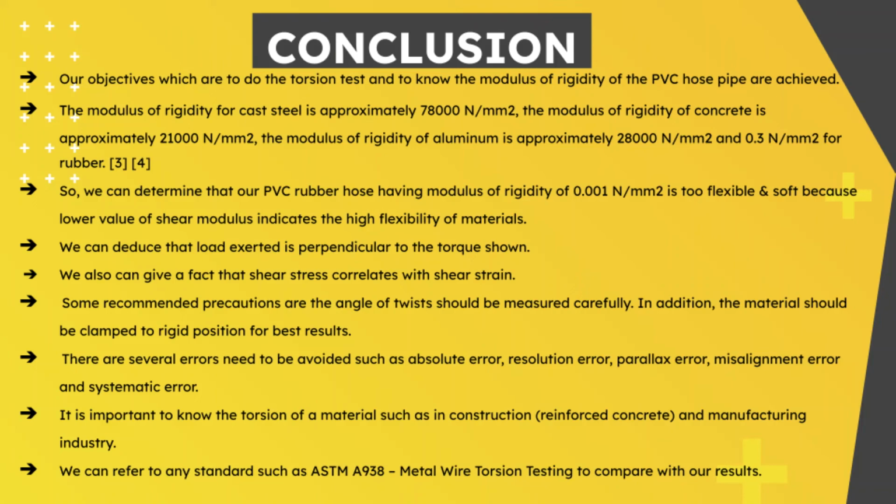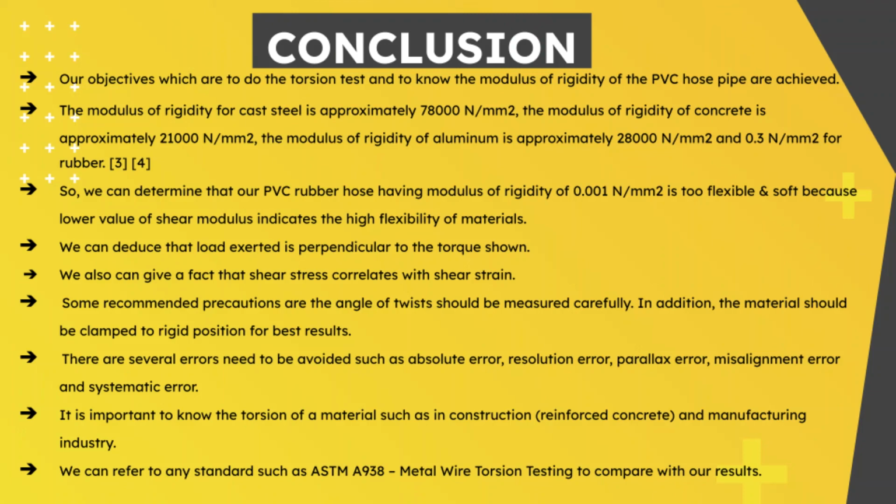Some recommended precautions are that the angle of twist should be measured carefully. In addition, the material should be clamped in a rigid position for the best result. There are several errors to be avoided, such as absolute error, resolution error, parallax error, misalignment error, and systematic error. It is important to know the torsion of a material in construction, such as reinforced concrete, and in the manufacturing industry.